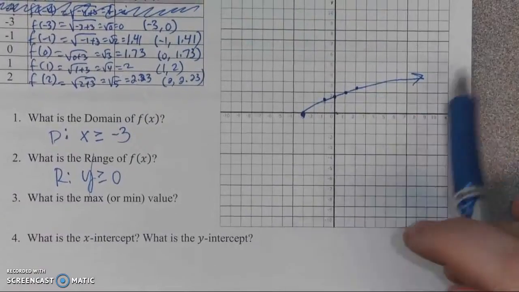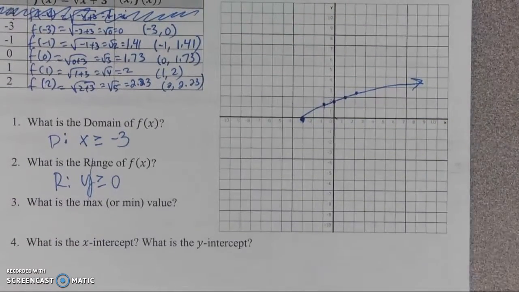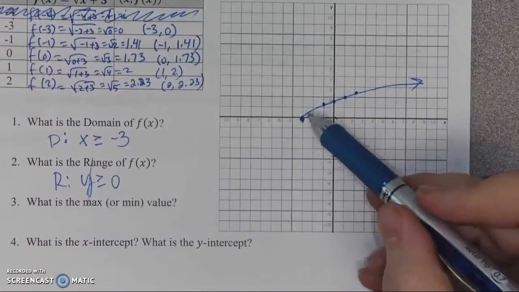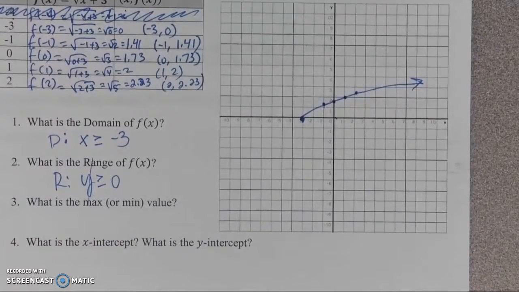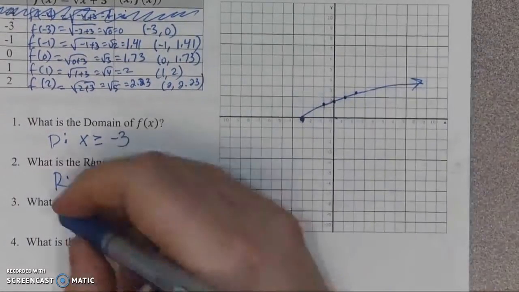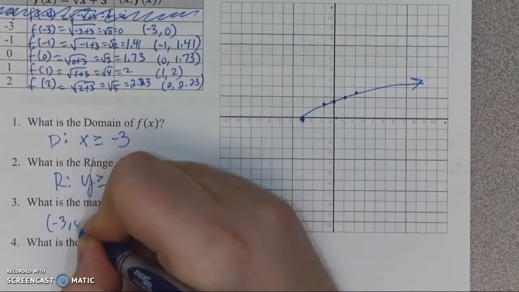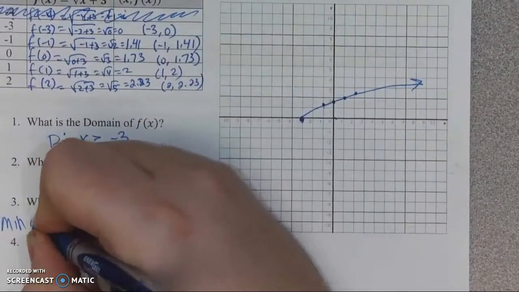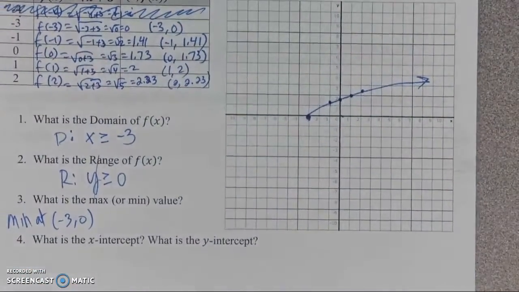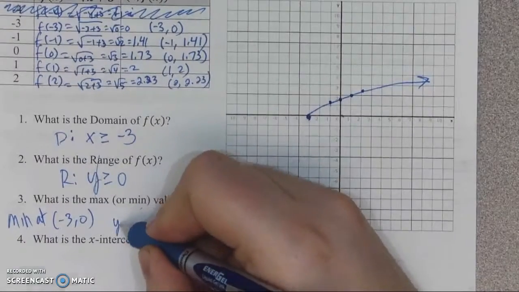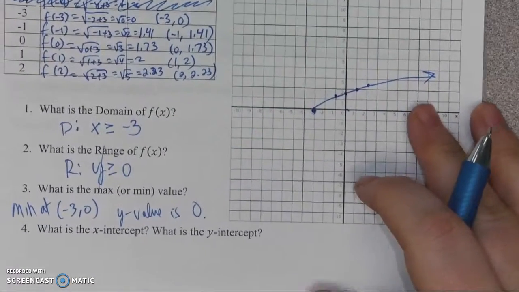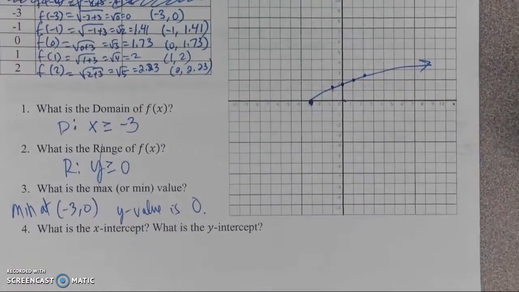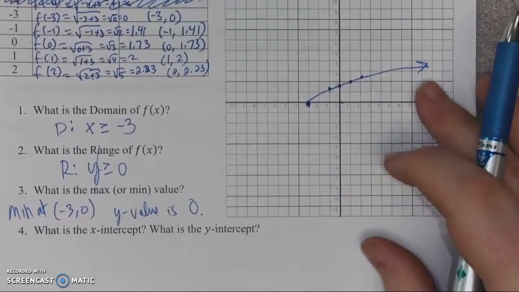The max or min value, does this look like it has a max or a min? Well, this looks just like the square root of x function. There is a lowest point here, and from this point, everything goes on and gets bigger. So this lowest point is negative 3, 0. So this would be a minimum at negative 3, 0. And the value is 0. The y value is 0 at that point. Now, if they wanted the x value, they would have said, what's the x value at that point?